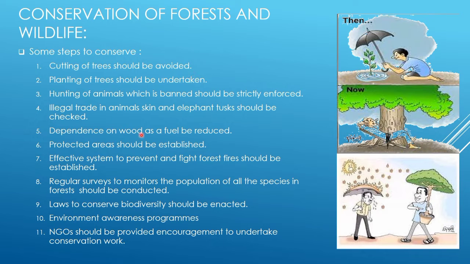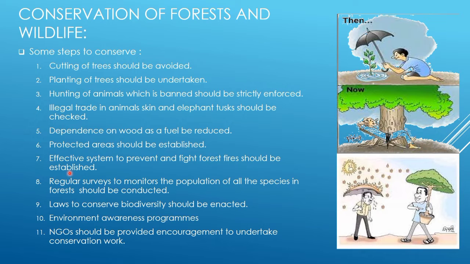Illegal trade in animal skins and ivory should be checked. Many people are illegally killing animals and trying to import and export the animal skin. This should be checked by the forest department. Number 5, dependence on wood as a fuel should be reduced. We are always using firewood as our fuel, right? We should reduce that, and alternate sources of energy should be encouraged.